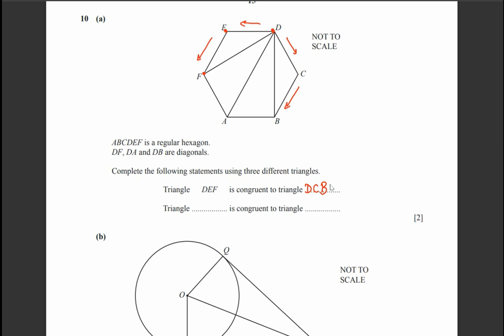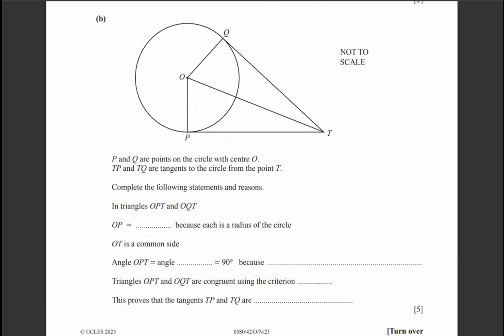And because this hexagon is regular, we can name it by another name. Not only DCB, we can say BCD, both of them correct. But you have to write only one answer. Then, which triangle is congruent to which triangle? You can choose any triangle or name it any name. If I say DFA, it will be congruent to DBA. If I say DAF, it will be congruent to DAB. Both of them are correct.